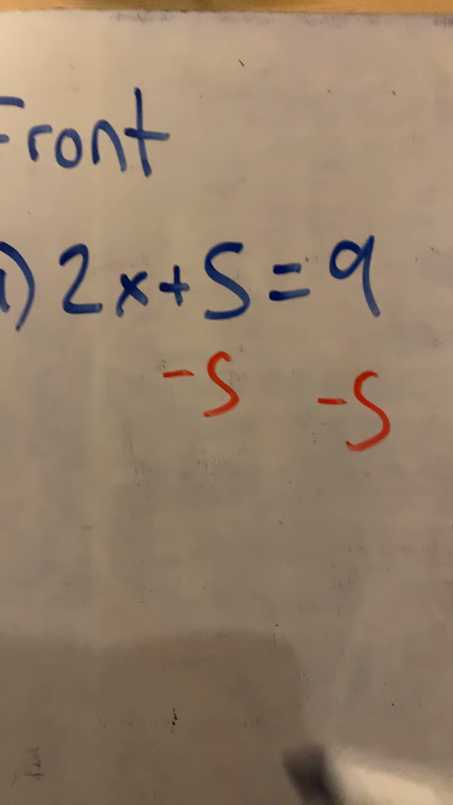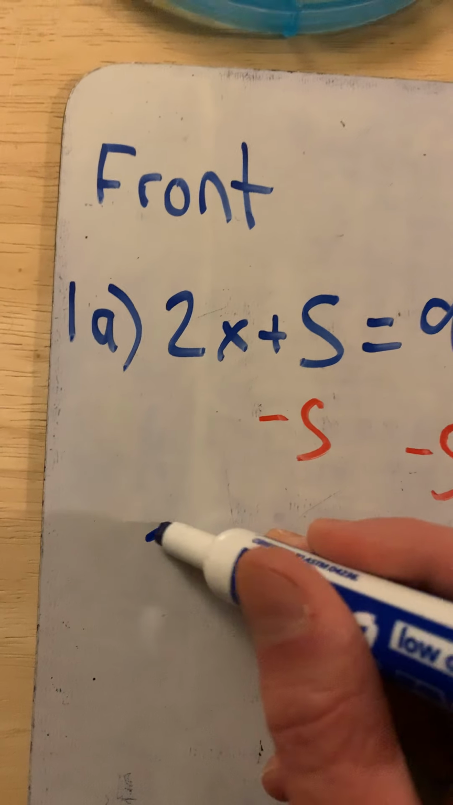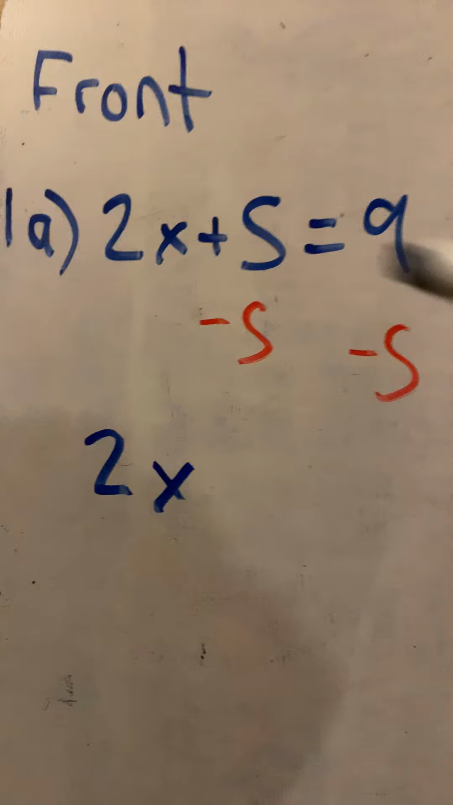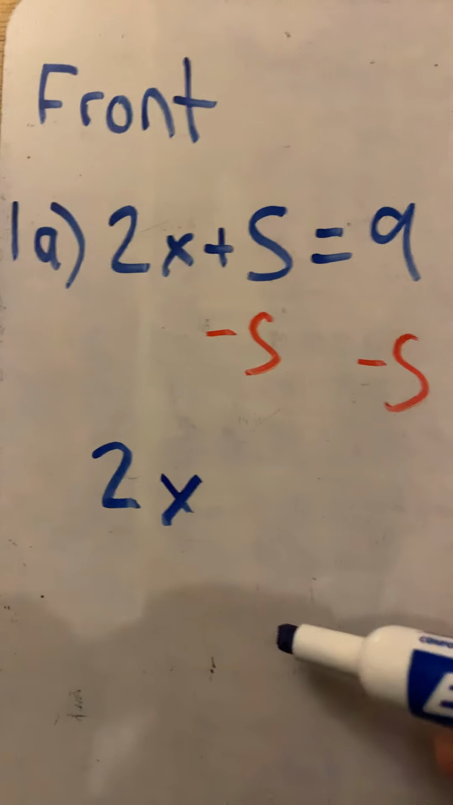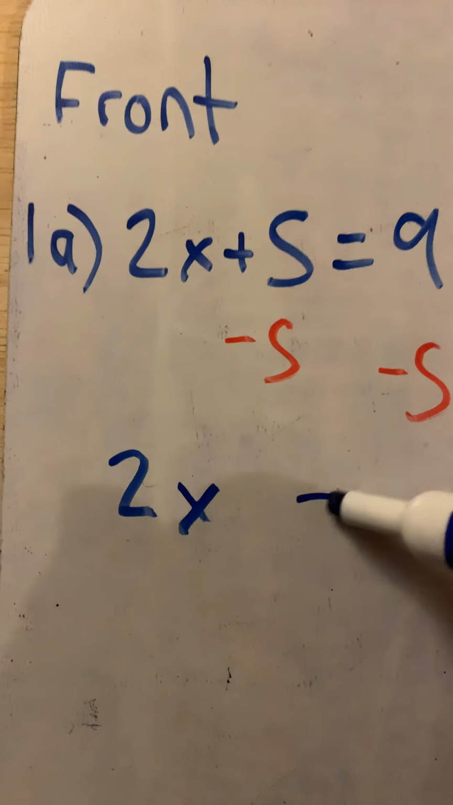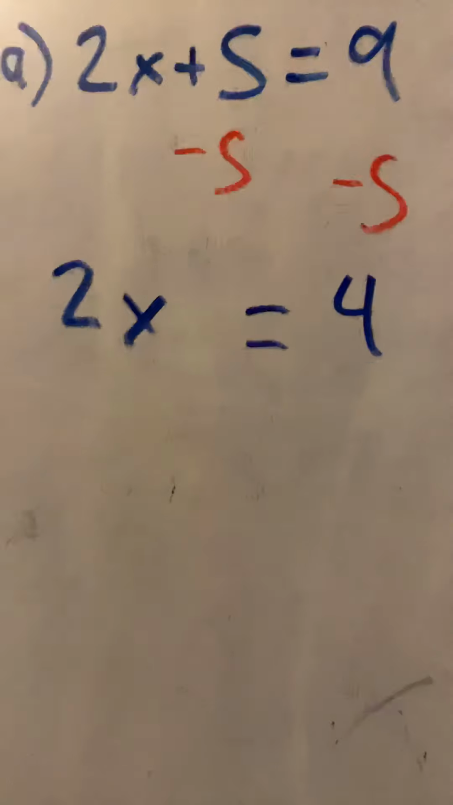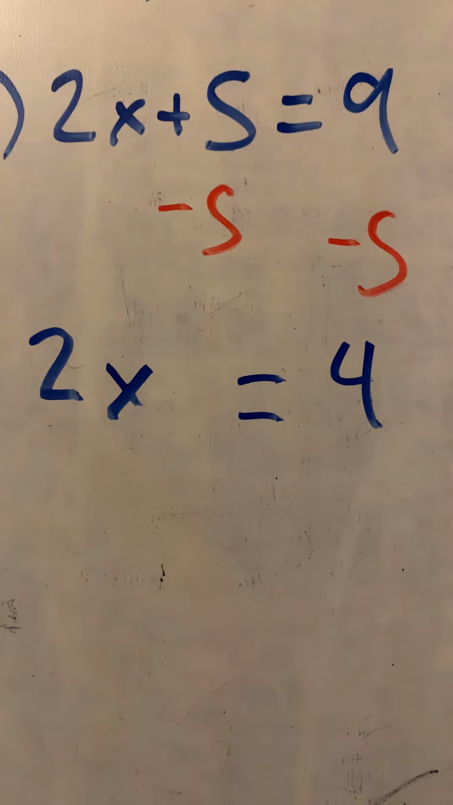Work out what's left. You still have 2x, or 2 multiplied by x. 5 minus 5 goes away, and you have an equal sign, and 9 minus 5 equals 4. So that's 2 multiplied by x equals 4.